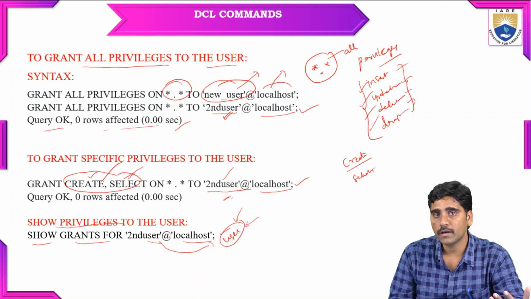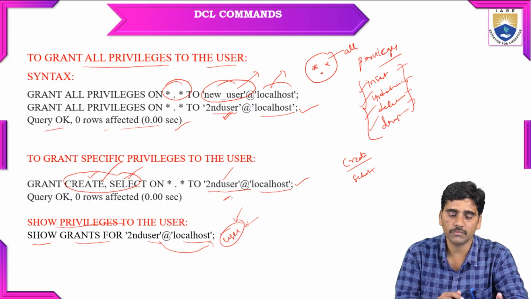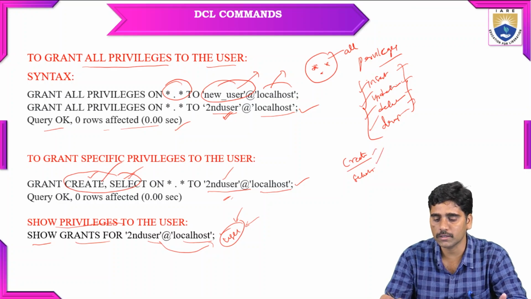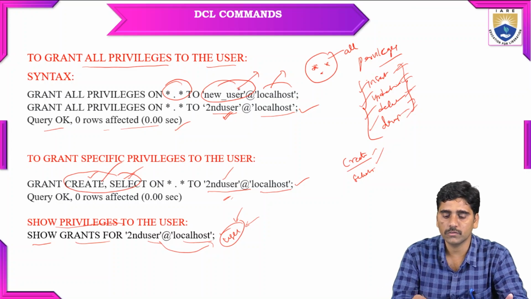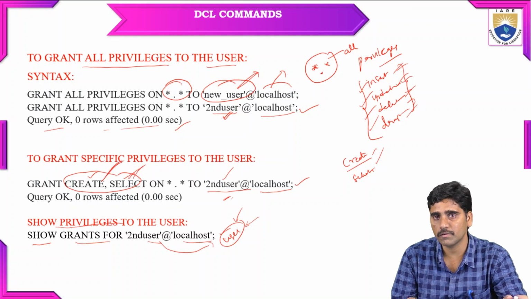Now, granting all privileges to the user. To perform the grant operation to the users, the syntax is: grant all privileges on *.* to new user@localhost. All privileges are nothing but create, select, insert, update, delete, drop. All these privileges are supplied to the user. And if you want to specify particular grants, for example grant create, select, you need to specify that type of privileges.